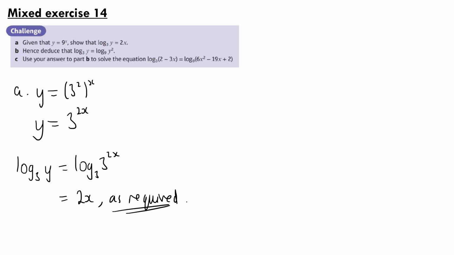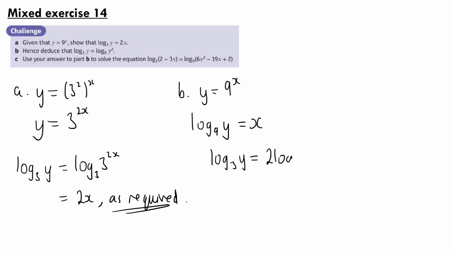And part B says, hence deduce that log base 3 of y is equal to log base 9 of y squared. So we have that y equals 9 to the power of x. So if we take log base 9 of both sides, then we have log base 9 of y is equal to x. We also know that log base 3 of y is equal to 2x. So 2 log base 9 of y. So we have log base 3 of y is equal to log base 9 of y squared using the power rule as required.